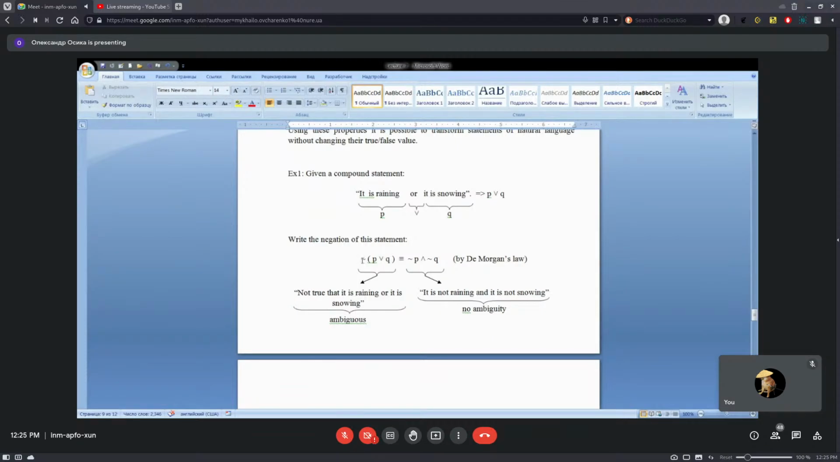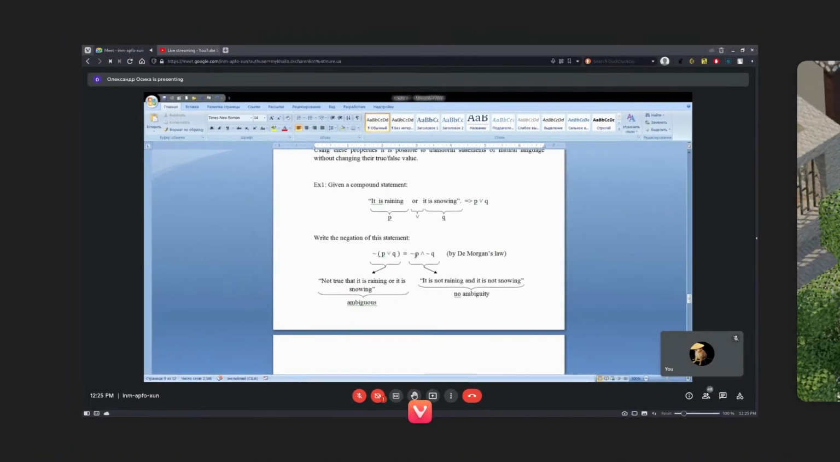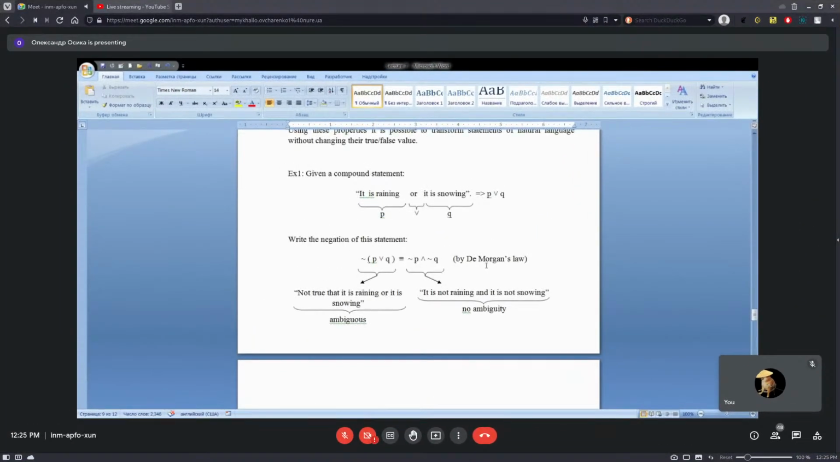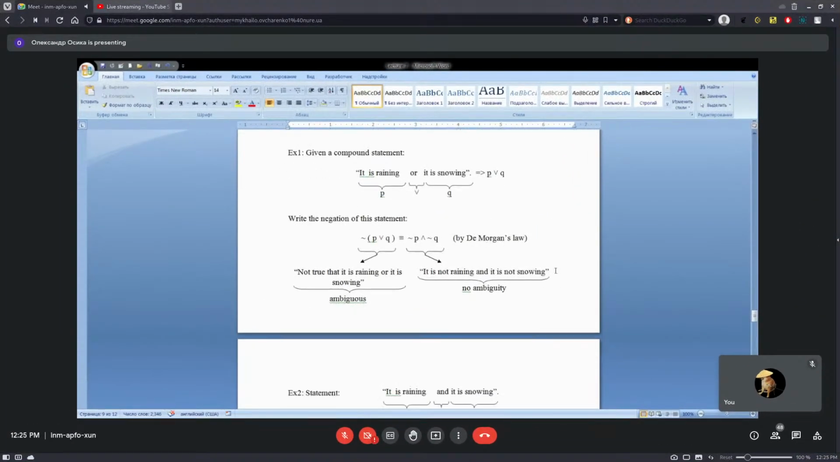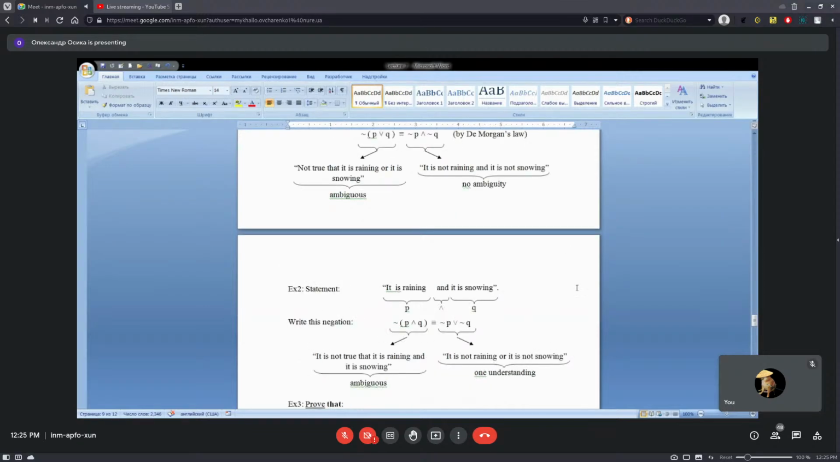The formula shows that yes, negation should be applied to P and Q. But if we transform it like this, not P and not Q, by De Morgan laws, then the statement is as follows: it is not raining, and it is not snowing. Then there is no ambiguity that it is nice weather. And here we are not sure if it is so.